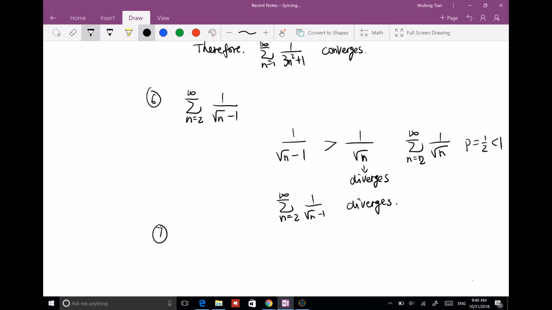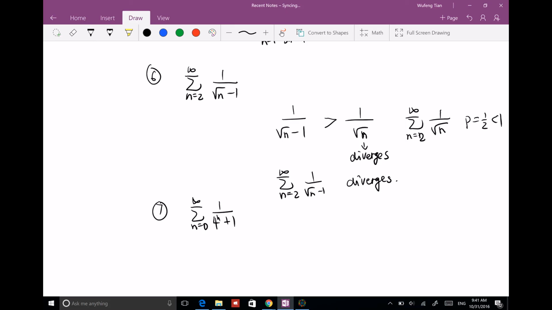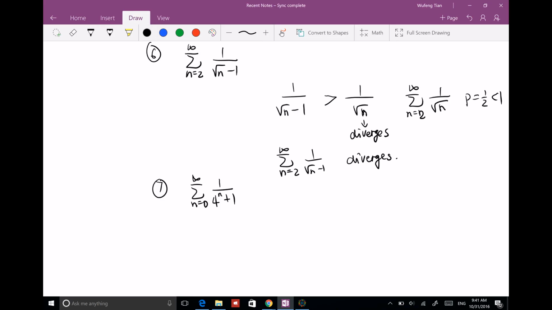Okay. Here are some more comparison tests and more examples. The series from 0 to infinity, 1 over 4 to the power n. I'll give you 20 seconds to think about 4 to the power n. I'm going to ask a student here. Nicholas, could you please tell me, does it diverge or converge, and which series are you comparing it to? If you compare it to 1 over 4 to the n, that's going to be greater than the one with 4 to the n plus 1. Yep.